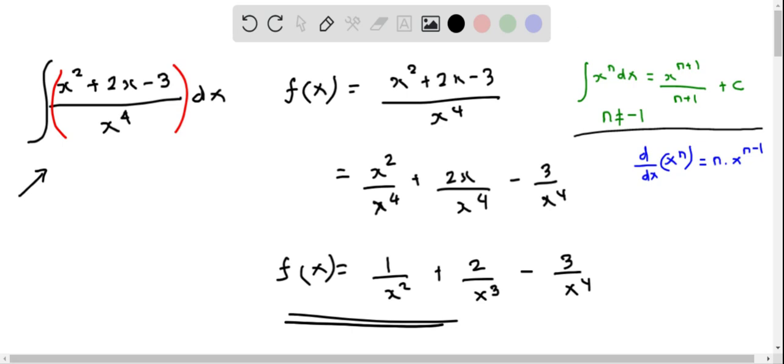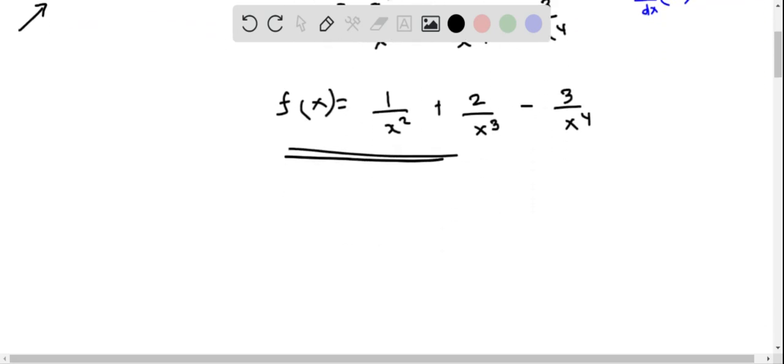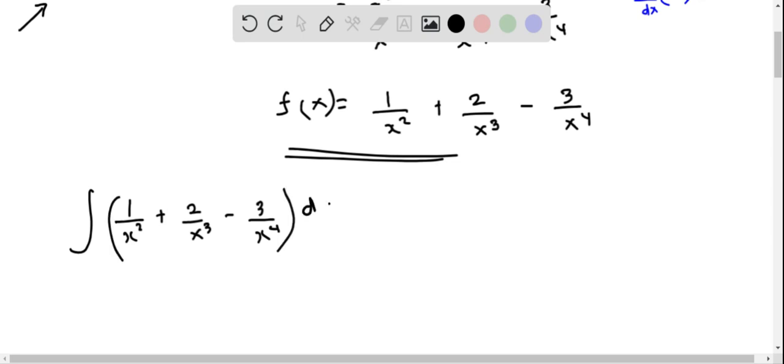So let me integrate this form of f of x. I'm going to copy it here. So basically I'm going to integrate 1 by x squared plus 2 by x cube minus 3 by x power 4 dx. For integration, we cannot integrate these terms like this. We have to write them in a different form. So this can be written as the integral of 1 by x squared. We basically integrate each term one by one like this.